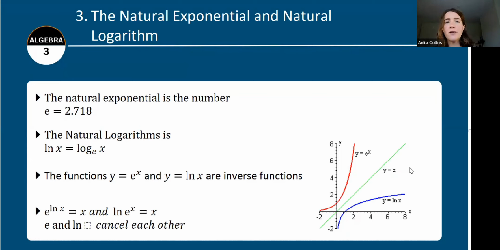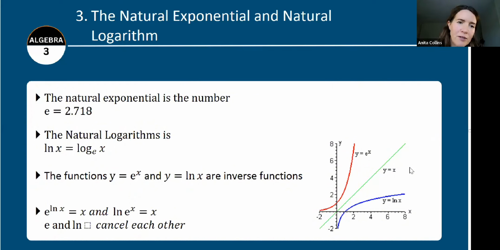First of all, the natural exponential: the number e is equal to 2.718. So you know the way pi, we've got a symbol for it, but it's actually the number 3.14. In the same way, e is the number 2.718. It's a special number. That's why it's got a name. I'm not going to go into all the properties of it here, but it is quite a special number.